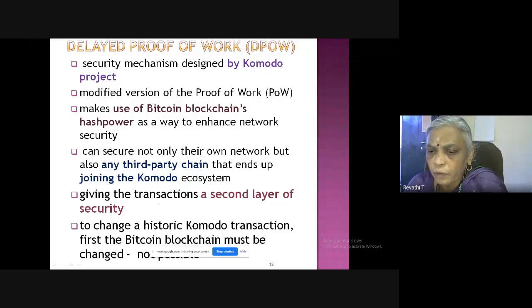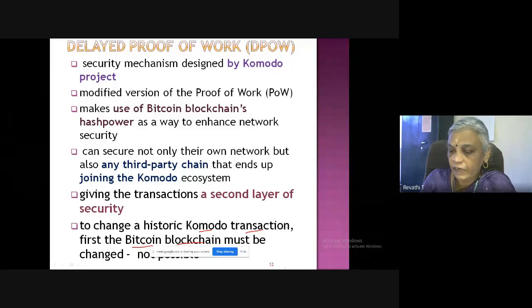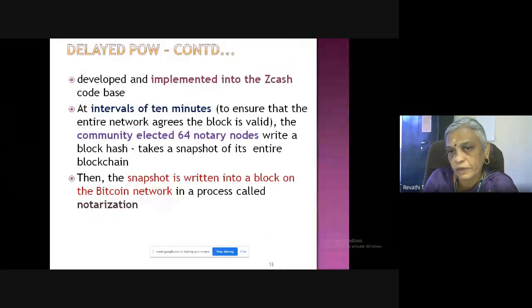So suppose I want to change this Komodo transaction. First, I have to get the data from the Bitcoin blockchain only, right? That must be changed. After that only I can come here, right? Because internally it's stored in the Bitcoin only. With Bitcoin, we know that we cannot tamper with the block. So therefore it is not possible. Like that, it's adding one more level of security.